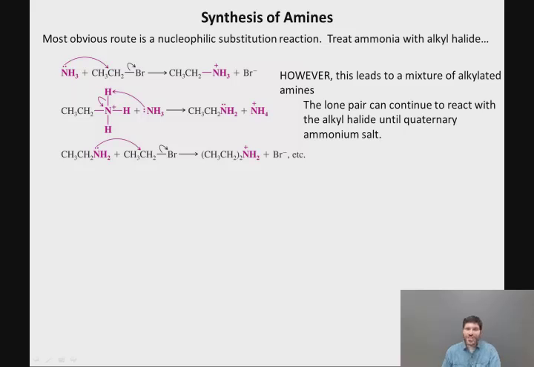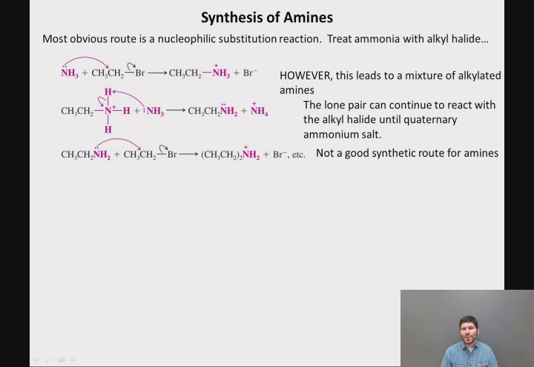Well, the answer is there's nothing to stop that from happening, and it will keep happening. So the nucleophilic substitution reaction, while it may seem beautiful on paper, in practice leads to a mixture of alkylated amines. In fact, this reaction will often continue until you no longer have a lone pair on nitrogen or any more hydrogens on nitrogen to react. So you can actually end up with tetraethyl ammonium bromide, which is called a quaternary ammonium salt. So not a great synthetic route for amines.